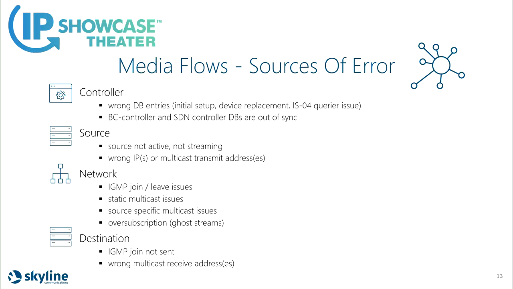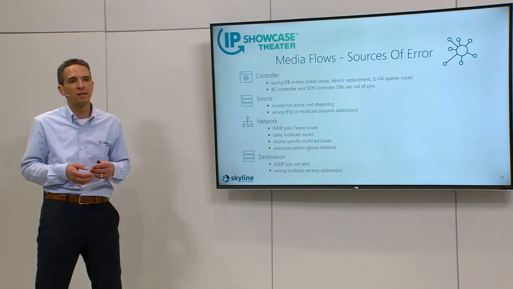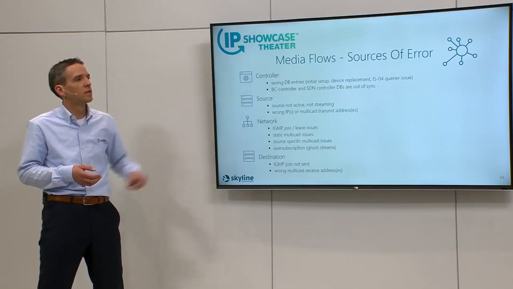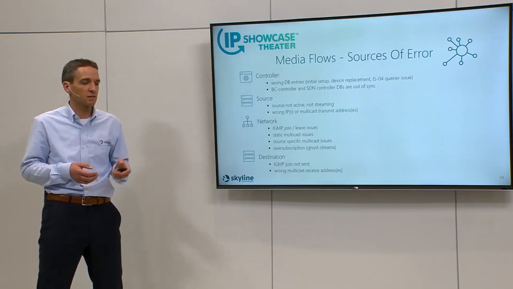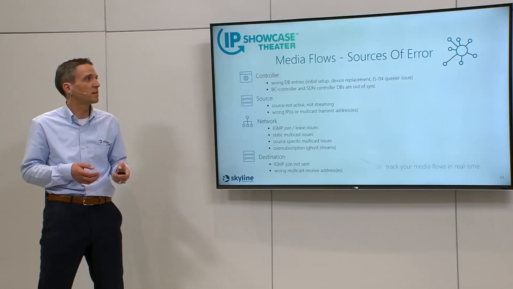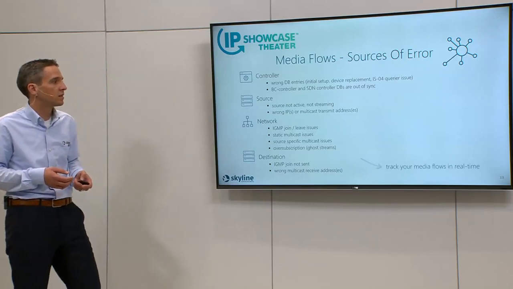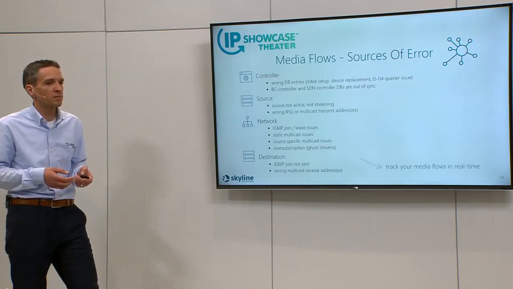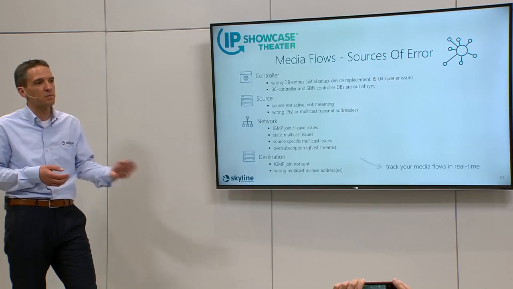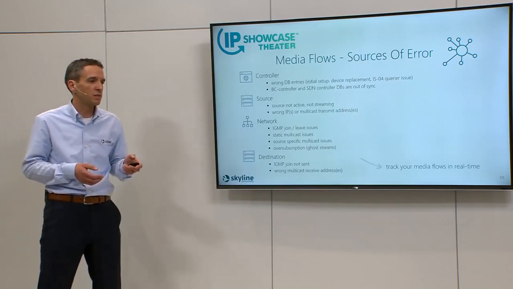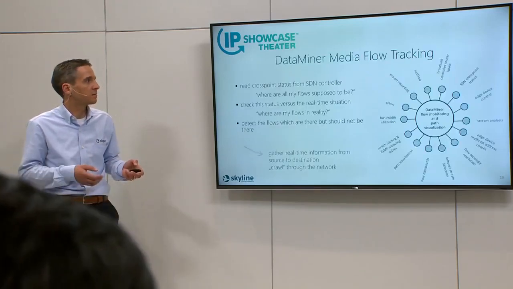Then last part is the destination. What we see sometimes, IGMP issues, the join didn't make it, or a leaf didn't make it, or again, the wrong multicast address, which was set by an SDN controller. So plenty of potential root causes that go wrong, or why a stream doesn't make it from a source to a destination. So track your media flows in real time. That's also key for us. Next to PTP, that's something new. You didn't have that in SDI.